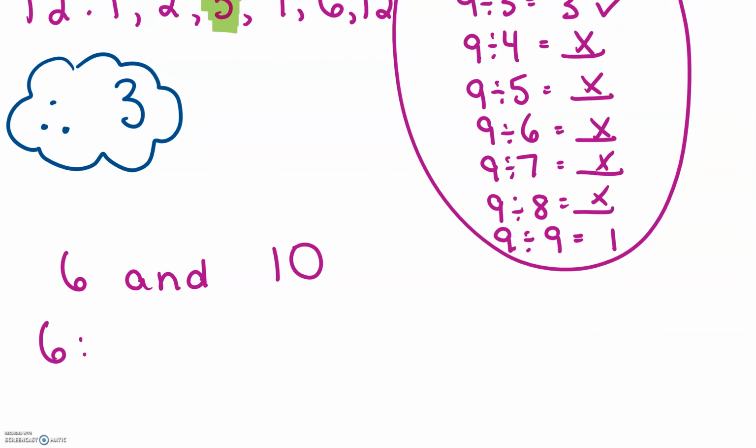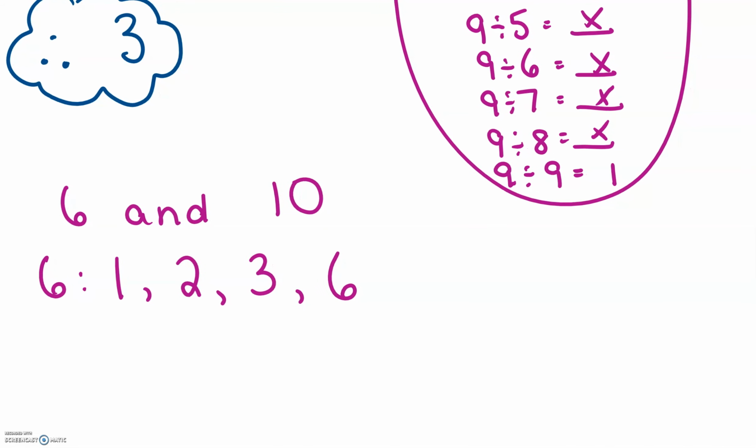Okay, if we try another example of this, we can do 6 and 10. Let's list the numbers that we can divide by 6. So 6 can be divided by 1. 6 can be divided by 2. 6 can be divided by 3. Cannot be divided by 4 and 5 if you want an even number, but you can divide by 6. So there are 4 numbers that can divide into 6. Now for 10, you can divide 10 by 1, by 2, not by 3 and 4 if you want even numbers, but you can divide by 5, not by 6, not by 7, not by 8, not by 9, but you can divide by 10.